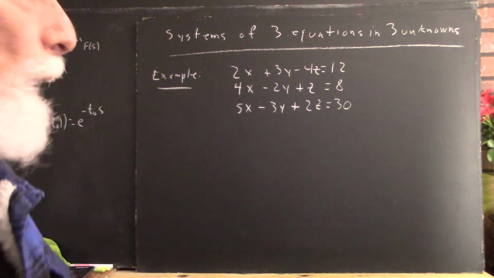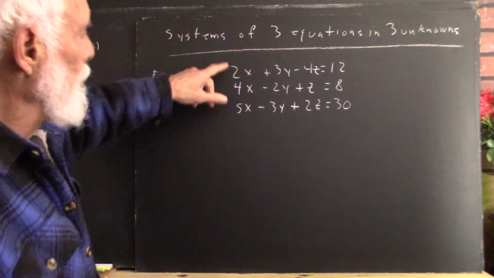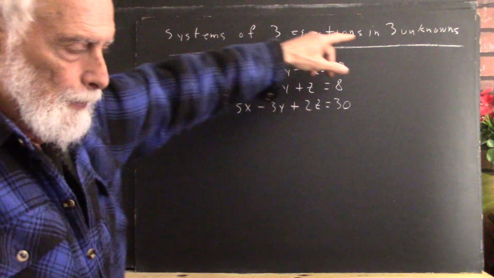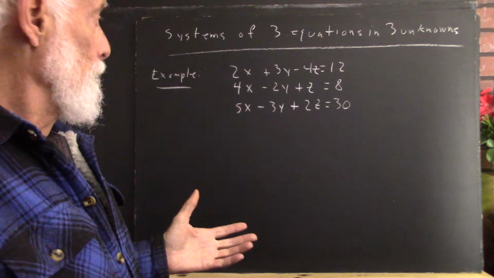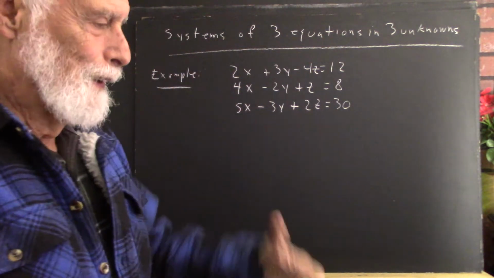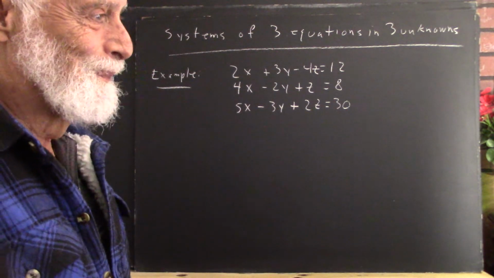Okay, so here we have a system of three equations and three unknowns, and we want to look at systems of equations in three unknowns. I don't guarantee I'm going to solve this accurately because I just made up these numbers.